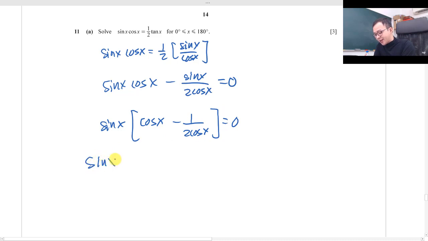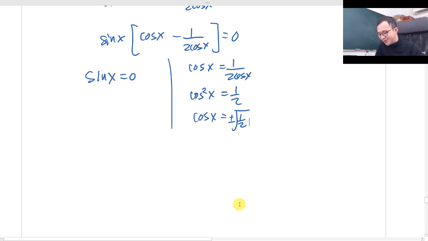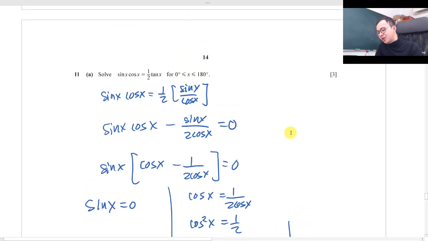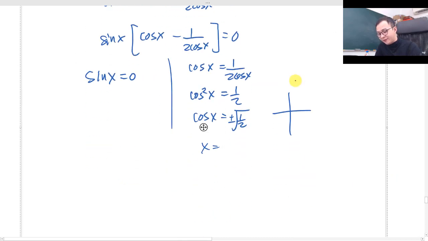So over here I will get sine x equals 0. And another way I will get is cos x equals 1 over 2 cos x. So cos square x equals half. Then cos x equals square root 1 over 2, positive, negative. Why only 3 marks? This one has so many words to do. Yeah, because positive, negative means 4 quadrants. But the question range is only 0 to 180. That means I only need the first and second quadrants.